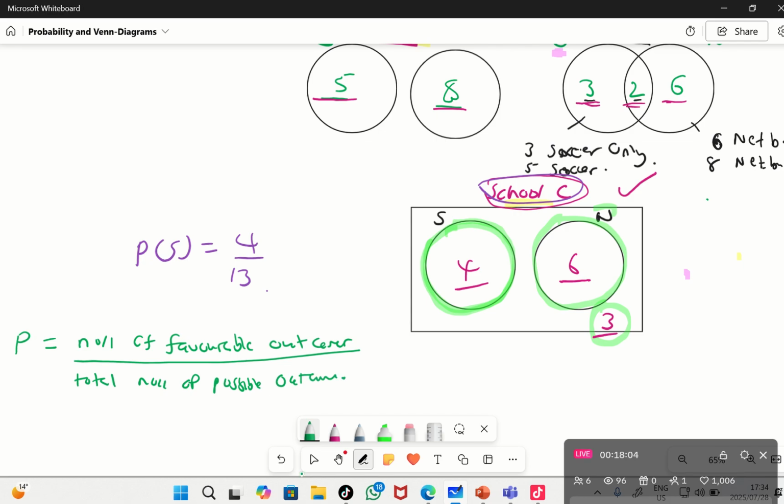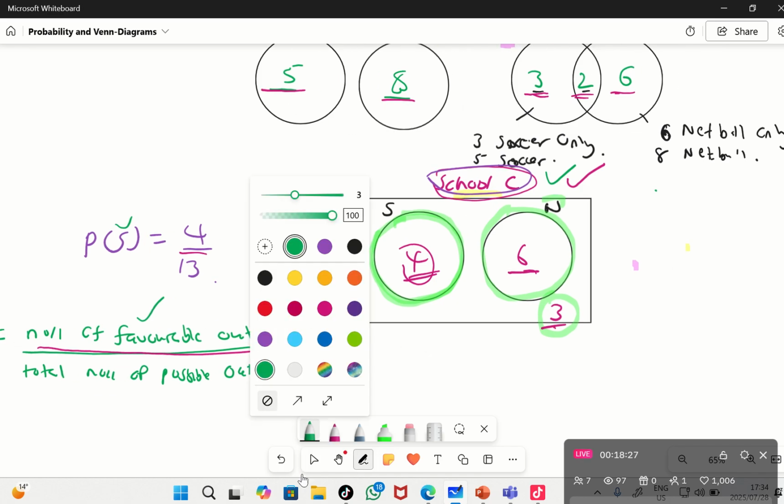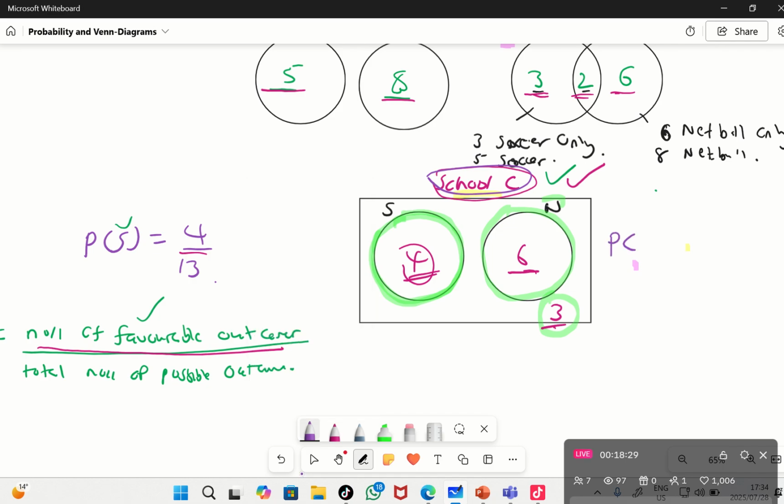So if I ask what is the probability, under school C, that if I choose a student at random, that student plays soccer, you follow this formula. The number of favorable outcomes: we're looking for the number of students playing soccer. That is 4. I'll put 4 over the total number of learners in the school, 4 plus 6 plus 3, which is 13. Let's move. What is the probability that a student chosen at random from school C plays neither soccer nor netball?